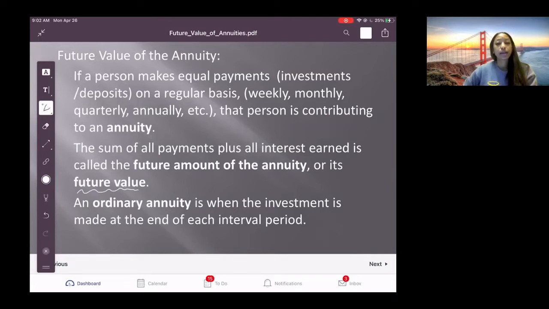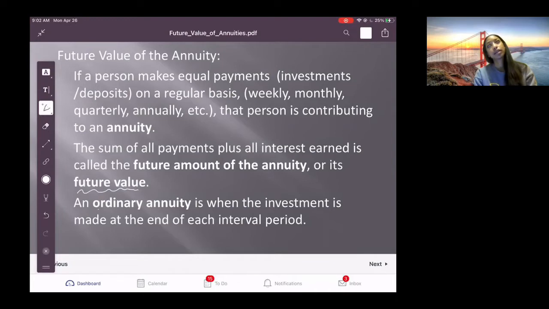There are two different types of annuities. Like, let's say I'm gonna put $100 into my account every month. If I put that money in at the beginning of the period, so if I put it in at the beginning of the month, the first of every month, that's called an annuity due. If the payment is made at the end of the month, it's called an ordinary annuity. The annuities that we're going to look at in this class are going to be ordinary annuities. So an ordinary annuity is when the investment is made at the end of each interval.